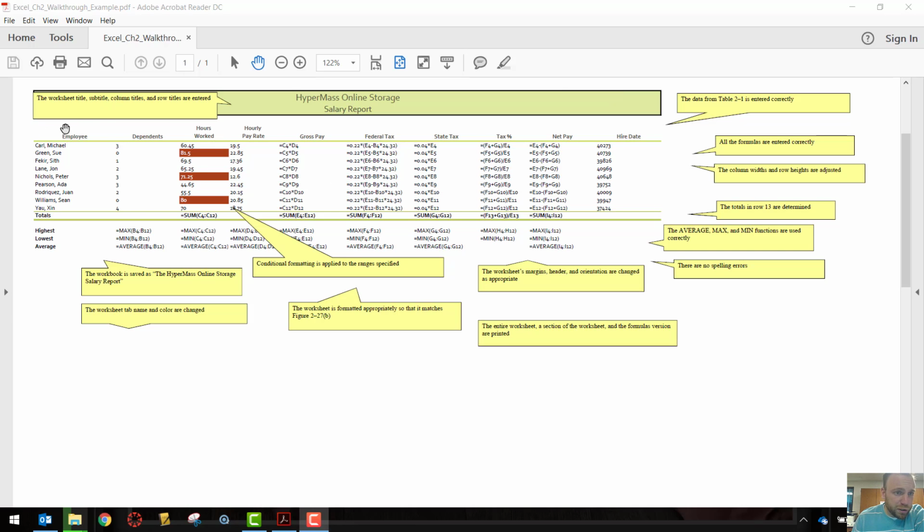On row 3, which you see right here, a new difference would be when we type the word hours worked, it is actually in the same cell. And so that's something different we do in chapter 2.